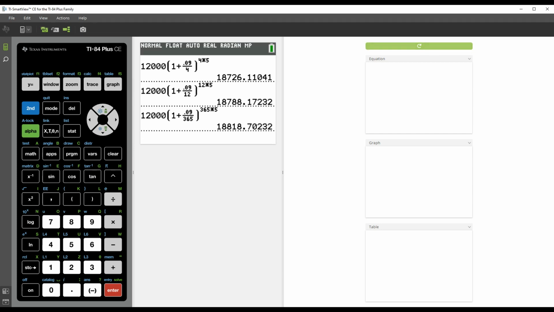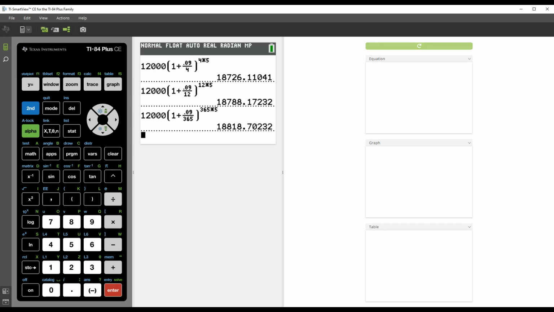What if they compounded it hourly? Then I would have to take 365 days and multiply it by 24 hours in a day. What if they compounded it every minute of every hour of every day, or every second of every minute of every hour of every day? This is where the concept of continuously compounded interest comes from. That's what E is. E is when this number, this 365, becomes infinitely large.